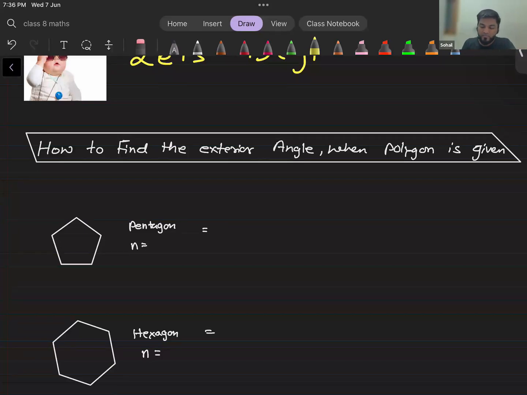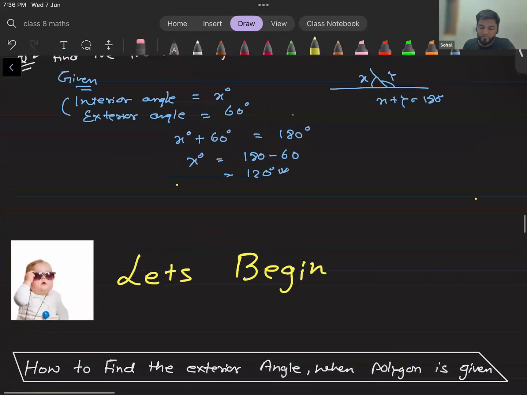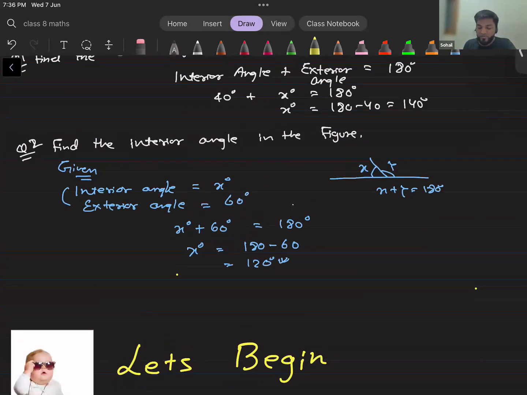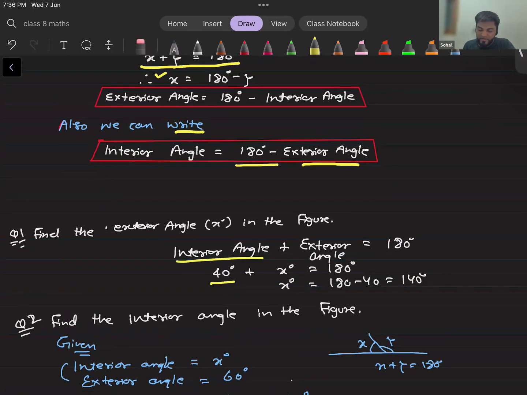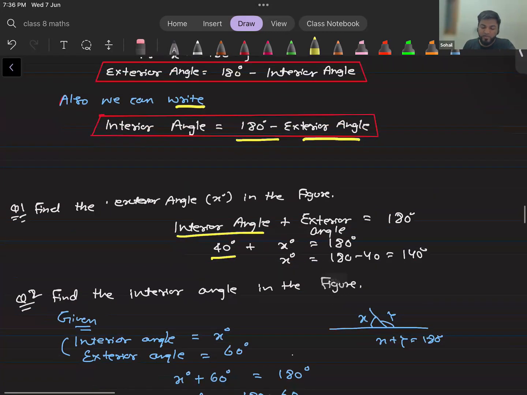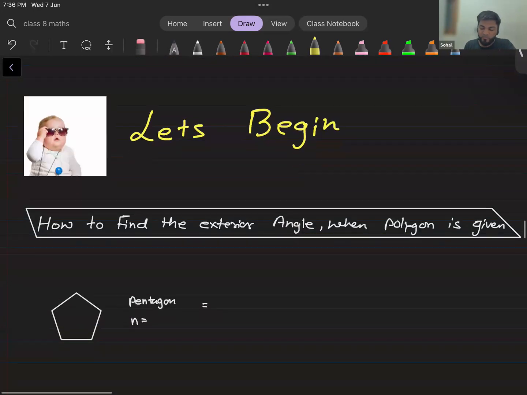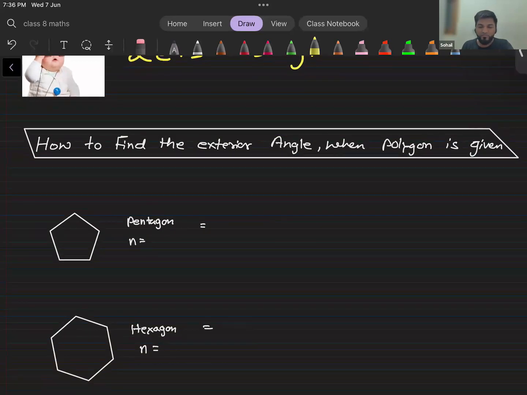Like the questions which we discussed during the last moments of the previous class, there you were provided with the interior angles and you had to find the exterior angle, right? Like this question, the interior angle was given 40 degree and you were required to find the exterior angle. But what if we are provided with just a polygon and then you need to find the exterior angle? How will we do that?